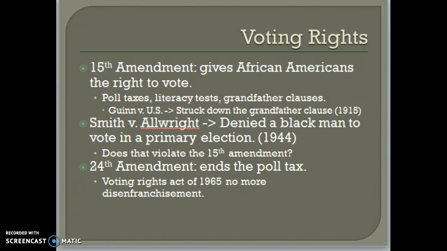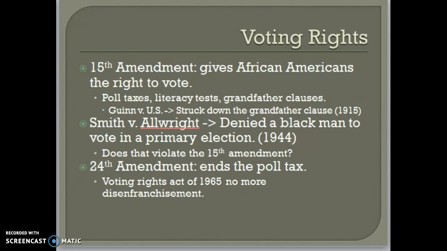This strikes down the grandfather clause. I believe it was Oklahoma that was using some restrictive rules, and the Supreme Court finally said enough is enough. Another interesting question is, does the 15th Amendment apply to primary elections? In Smith v. Allwright, the Supreme Court said it does. Voting is voting. It's not just voting for the president. You need to be part of the whole thing.